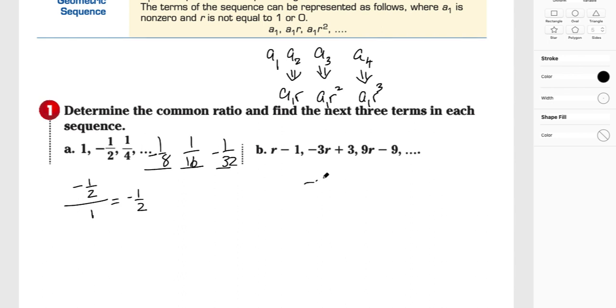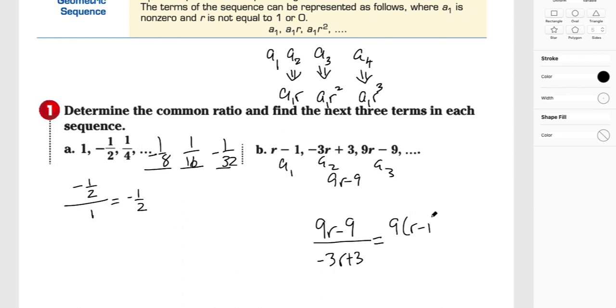We're going to take one term, and let's do the 9R - 9. That's the third term, right? This is A1, A2, A3. And to find that common ratio, let me move it down a little bit and make my 9s look like 9s and not A's. 9R - 9 over -3R + 3. Let's see what we get. Now I'm going to factor out a little bit. Let's put a 9 over 9 times R - 1. That's how I'll factor the numerator.